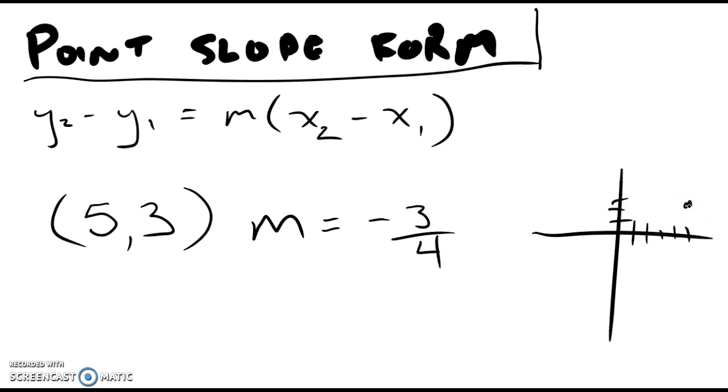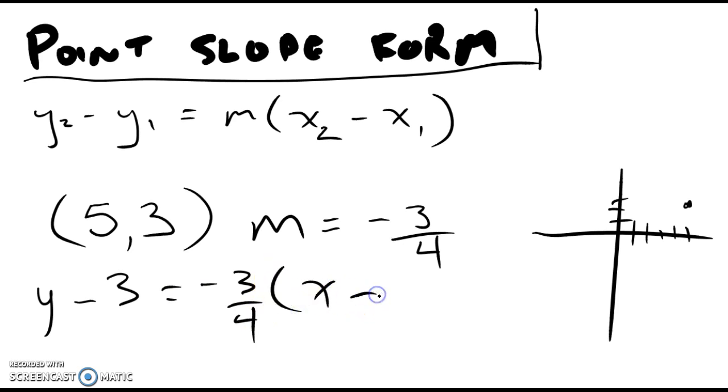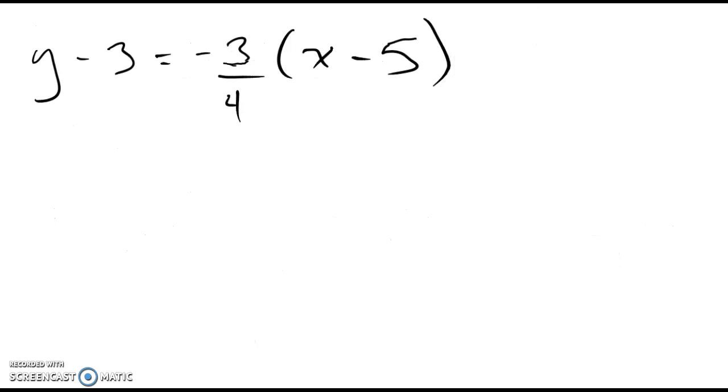So what we have to do is put this in point slope form. Just plug it in. y minus 3 is equal to negative 3/4 times x minus 5. So we just plug in the y value, plug in the x value. We just put the equation in point slope form. At this point, we might be asked to manipulate the equation in order to put it in either standard form or slope intercept form, which we have already learned how to do.